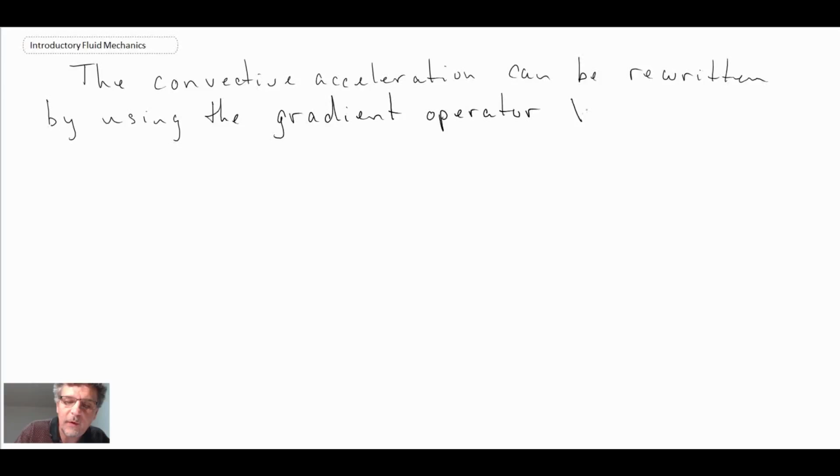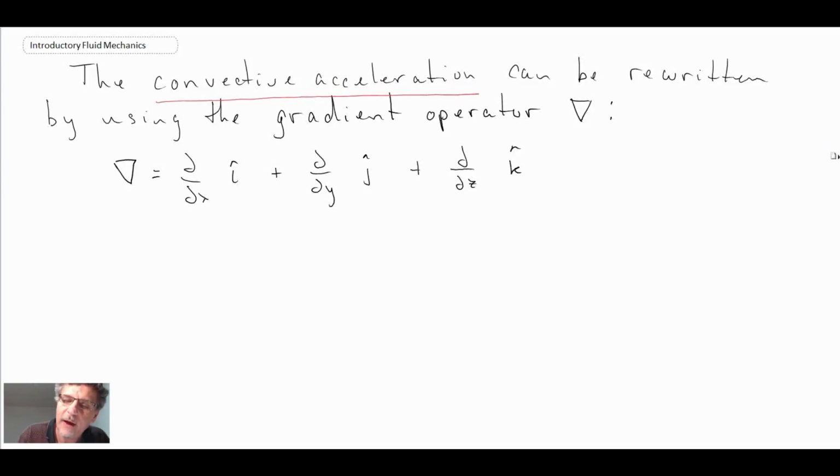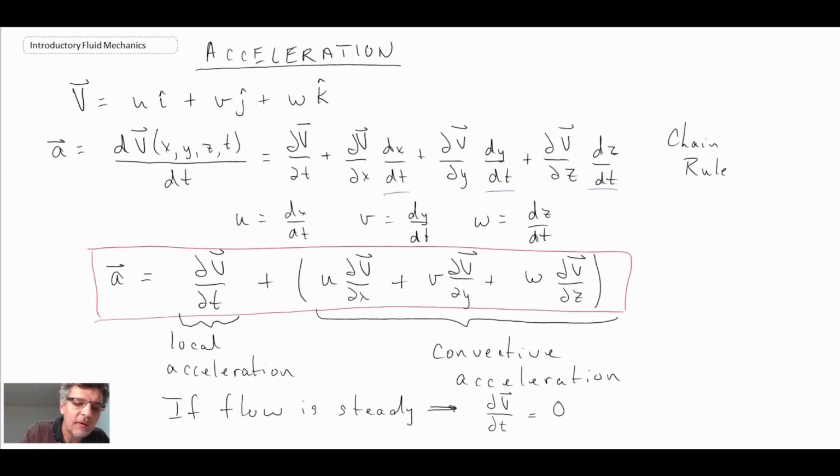And if you recall, the symbol for the gradient operator is an upside down triangle like that. So the gradient operator is defined as being partial by partial x in the i direction plus partial by partial y in the j direction plus partial by partial z in the k direction. So when we look at our convective acceleration, let's go back and look at it. That was this term in our acceleration. This is our convective acceleration. We're going to rewrite that now using the gradient operator.